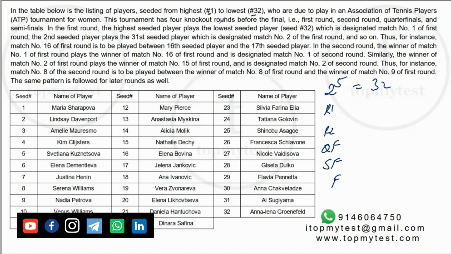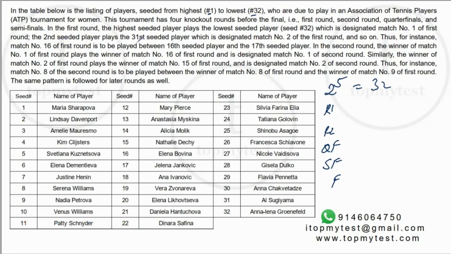The highest seeded player plays the lowest seeded player. Seed number 1 plays seed 32, designated as match number 1 of the first round. The second seeded player plays the 31st seeded player, designated as match number 2. So match number 1 is 1 versus 32, second will be 2 versus 31, third will be 3 versus 30, and so on till match 16 will be 16 versus 17.